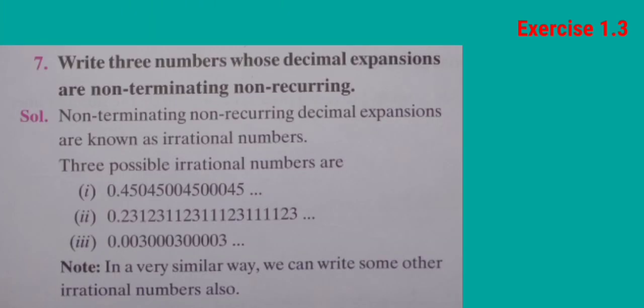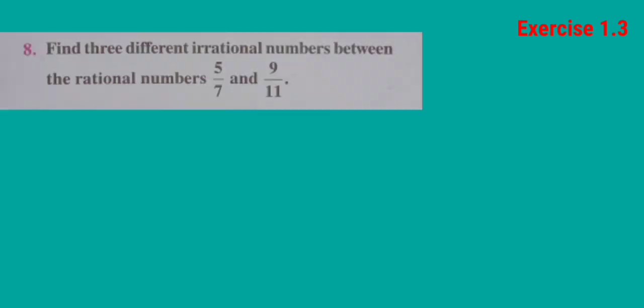Question number 7 is saying, write 3 numbers whose decimal expansions are non-terminating, non-recurring. I had told you this in my video, how you have to write irrational numbers. I had told you some formats, so do this question by yourself. Now come to question number 8. Question number 8 is saying, write 3 different irrational numbers between the rational numbers 5 upon 7 and 9 upon 11. This is the same as the NCERT example done by me in my video, in which I had explained the concept. So you have to do this question in the same way.